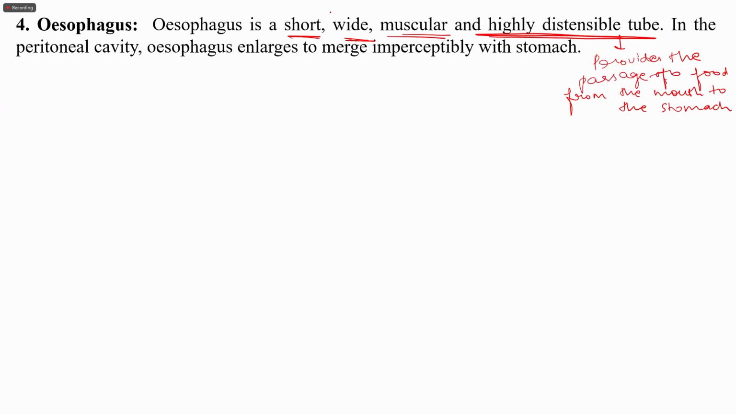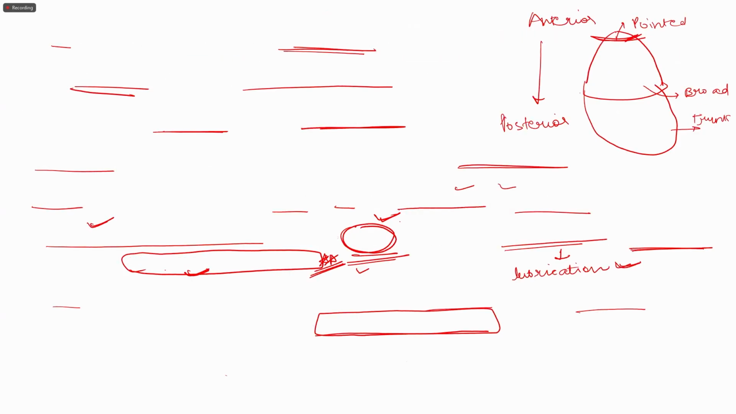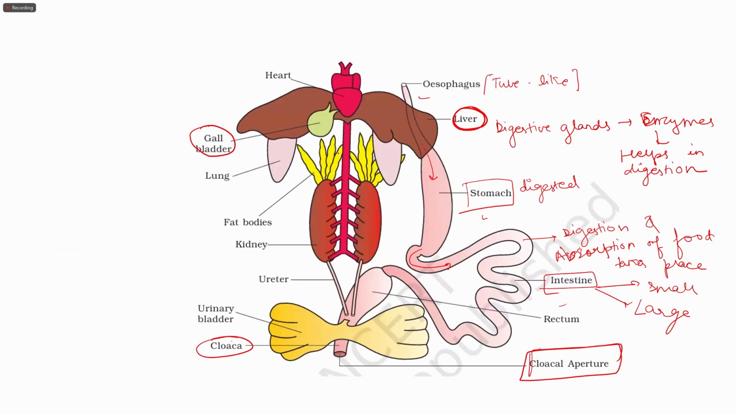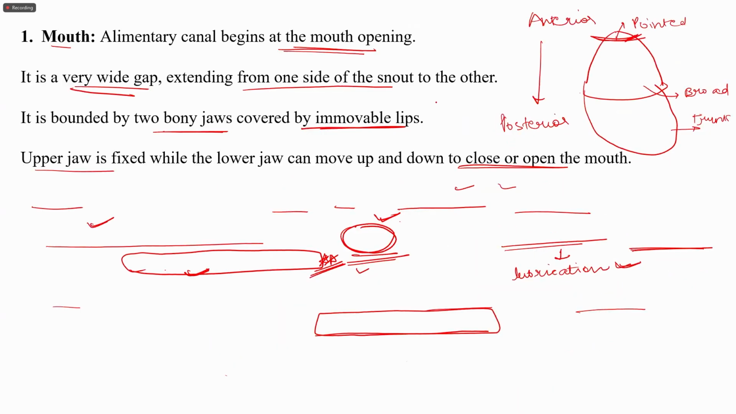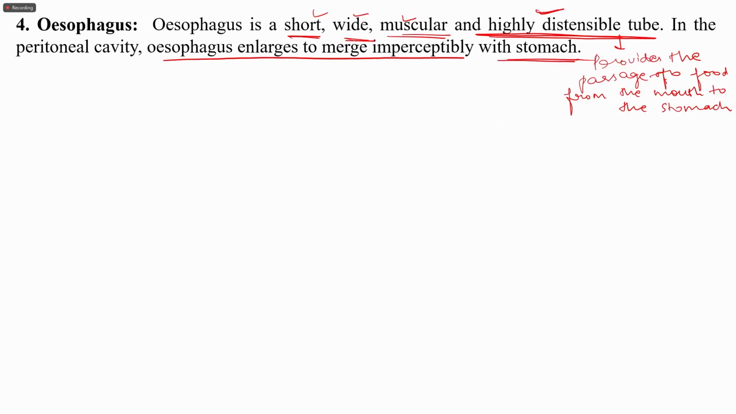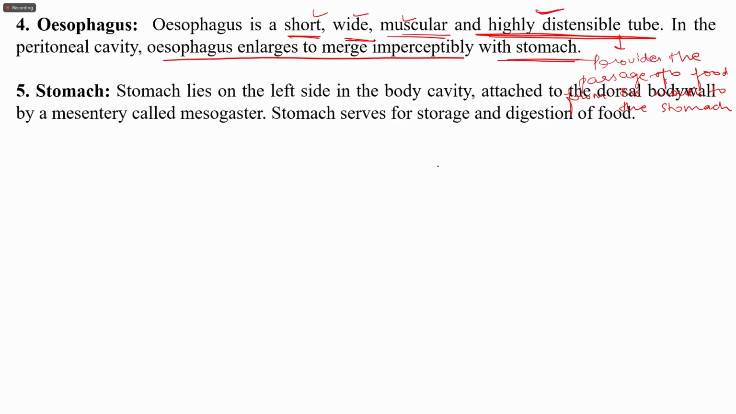So it is a short, wide, muscular and highly distensible tube, and in the peritoneal cavity, the esophagus enlarges to merge imperceptibly with the stomach. We can see in this figure, in the last figure, that the esophagus merges completely into the stomach. As such, we cannot differentiate between the two. Then we have next the stomach.